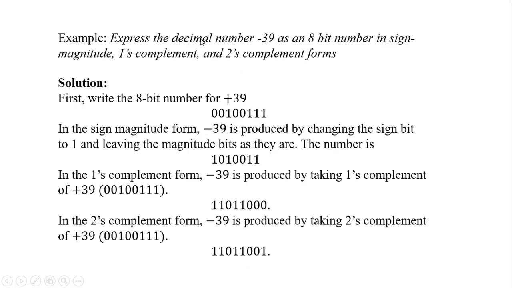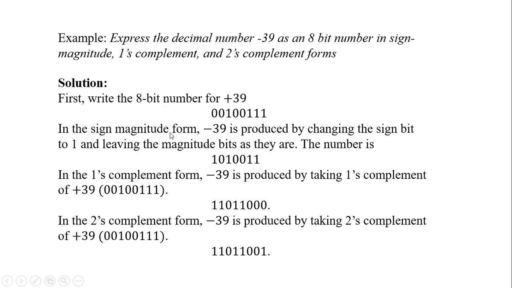Example: express the decimal number minus 39 as an 8-bit number in sign magnitude, 1's complement and 2's complement form. First write the 8-bit number for plus 39. So this is the 8-bit number for plus 39. This is the sign bit and these are the magnitude bits which represent 39.